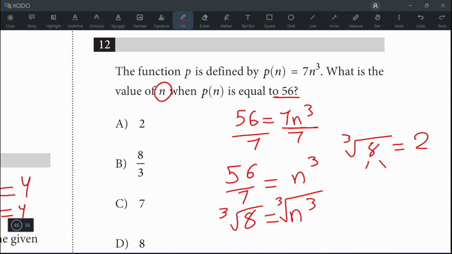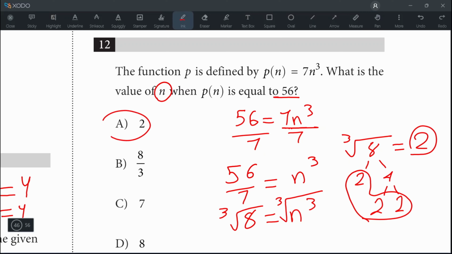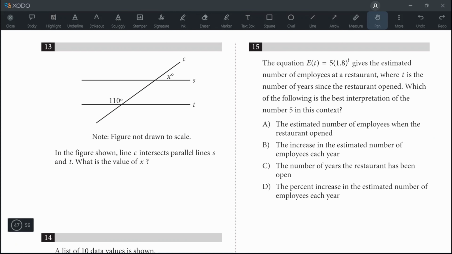If we factor 8, we'll have a 2 and 4. And 4 is equal to 2 multiplied by 2. So we have 3 values of 2. So the cubic root of 8 is equal to 2. So the answer is choice A. Now what about question number 13?